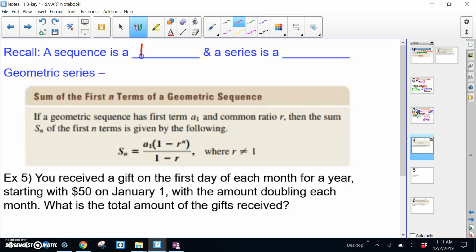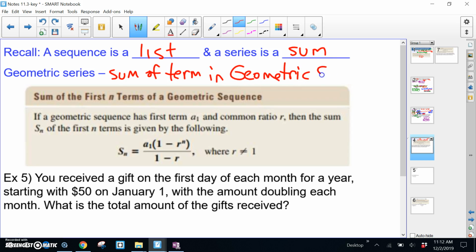Recall, a sequence is a list, and a series is a sum. A geometric series, then, is a sum of terms in a geometric sequence. So we did sums with arithmetic. Now we're going to do sums with geometric, and we've got a new formula.